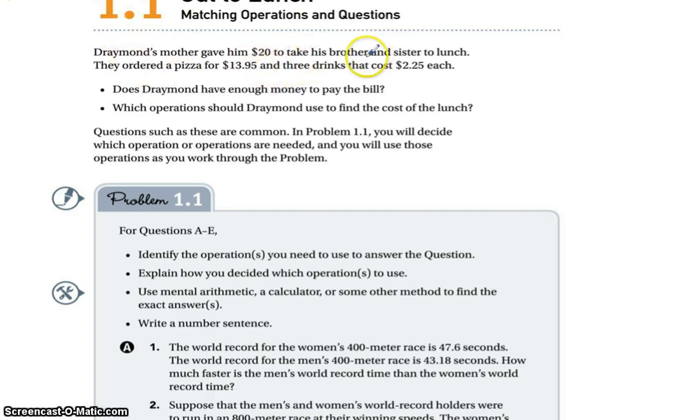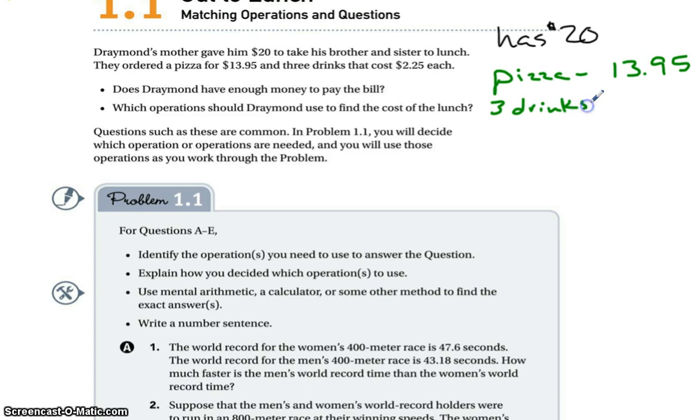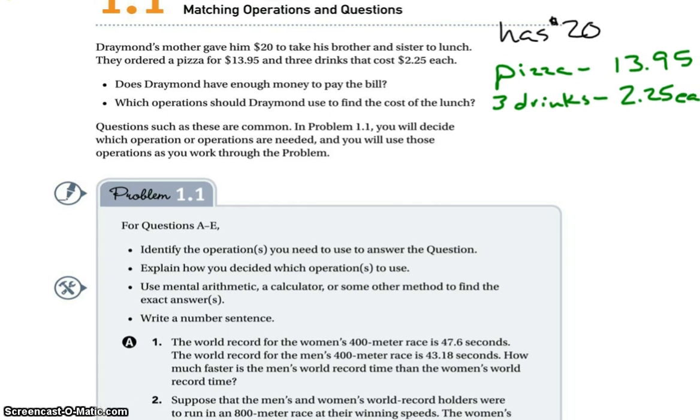Draymond's mother gives him $20 to take his brother and sister to lunch. They ordered a pizza for $13.95 and 3 drinks that cost $2.25 each. So he has 20, and he's going to order a pizza for $13.95 and 3 drinks that are $2.25 each. All right, so does he have enough money to pay the bill, and which operations should he use to find the cost of the lunch?